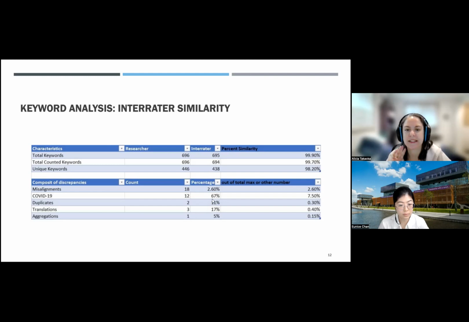Of the 18, it is 67%, and then out of the total data set, it is 7.5%. We had duplicates, so only 2, and that's 0.3% of the entire data set. And then we had translation issues. There were 3 translation issues. We're in different countries using different translators, so that definitely accounts for the 3 translator misalignments. That's 17% of the misalignment subset, but only 0.4% of the total data set. And then just a misaggregation where I didn't, for some reason, catch a SARS-CoV-2. That accounts for 5% of the misalignments and only 0.15% of the total data set.